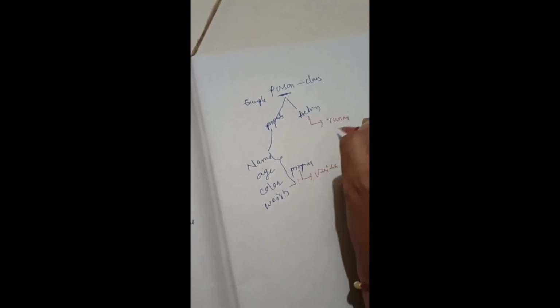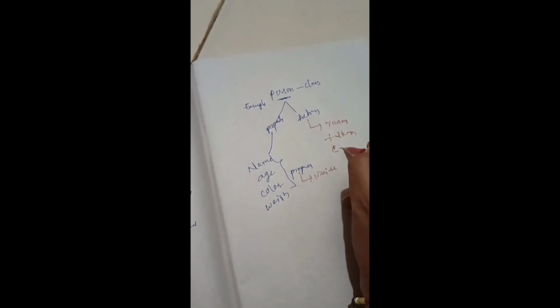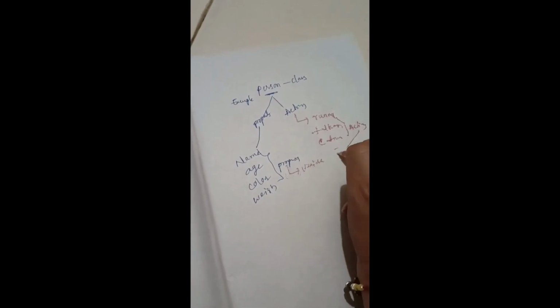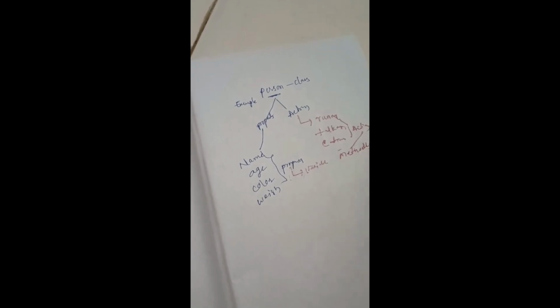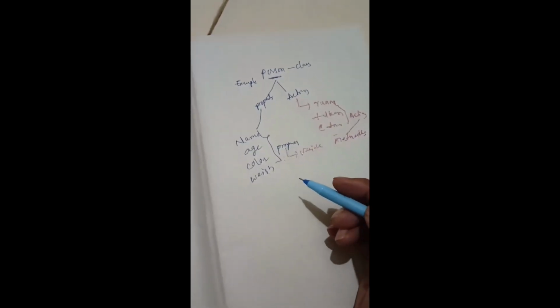The actions means running and talking and eating. These are called the actions. Actions are known as methods. This is called the class contains the properties and actions. Actions are known as methods, properties are known as variables.